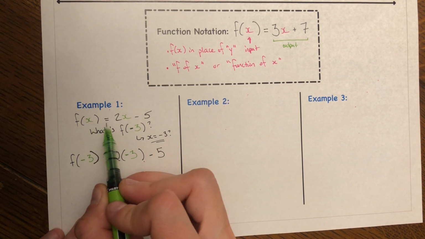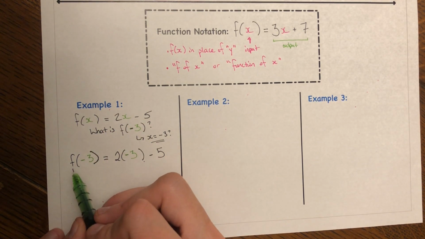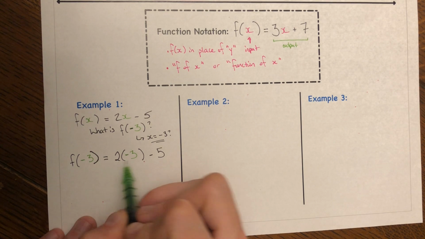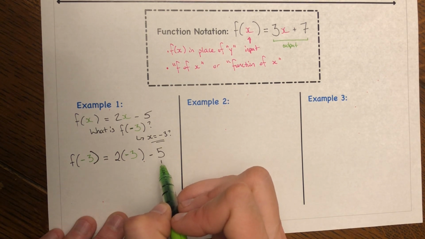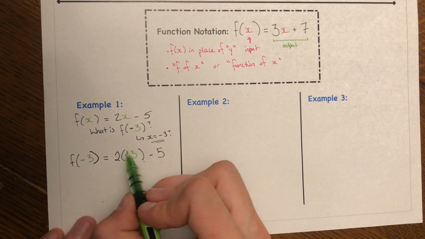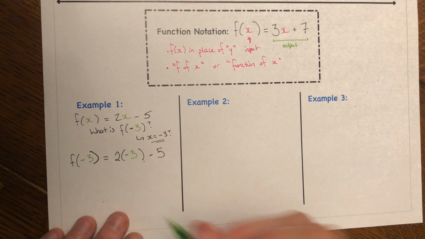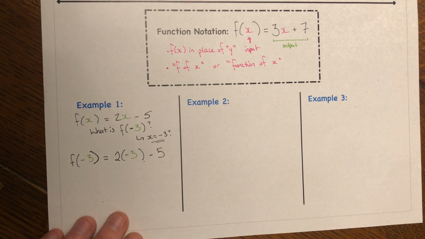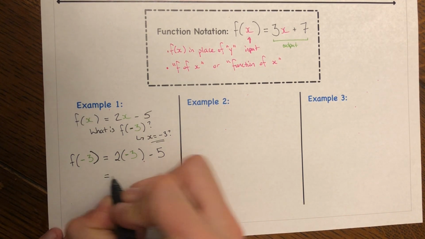So f of x equals 2x minus 5. f of negative 3 equals 2 times negative 3 minus 5. So I'm plugging in whatever's in here into my x. And I like to make it really clear by putting in brackets so I'm not thinking it's a subtraction or thinking something nuts is happening. And then I'm going to solve.